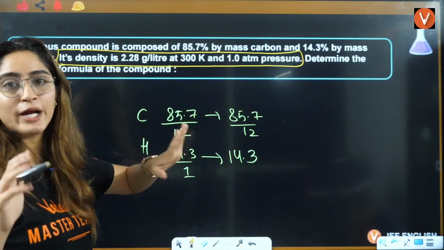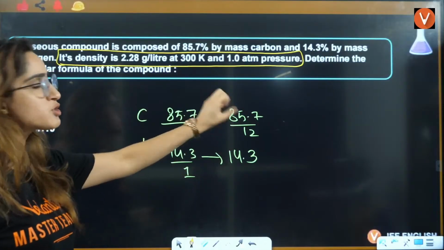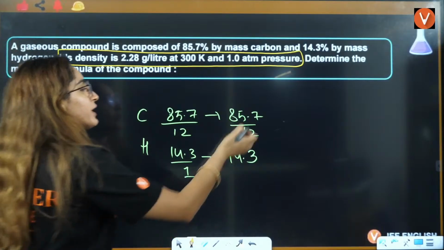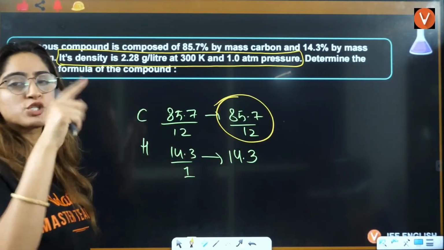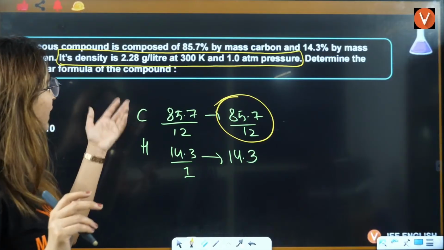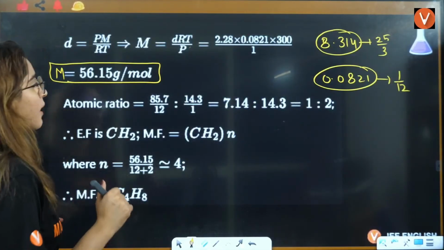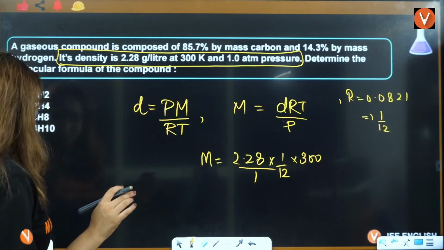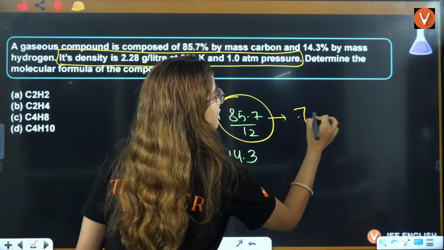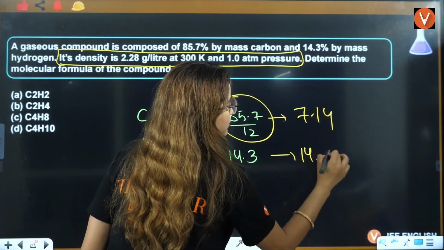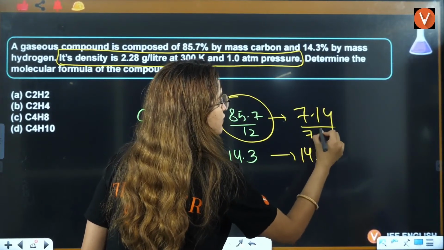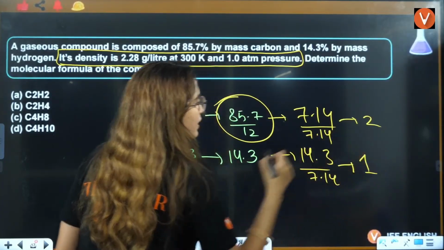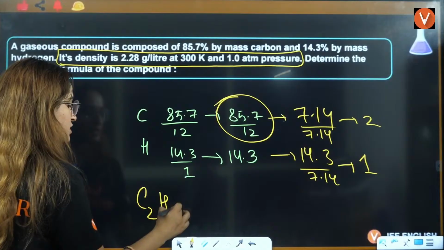So this must be divided here. Better to calculate the value of this first, then divide both by the smaller number. When you calculate this value, it comes out to be 7.14. This is 7.14, this is 14.3, and we can see this is double. You divide by 7.14: this is nothing but 1, this is nothing but 2. So the answer will be CH2.